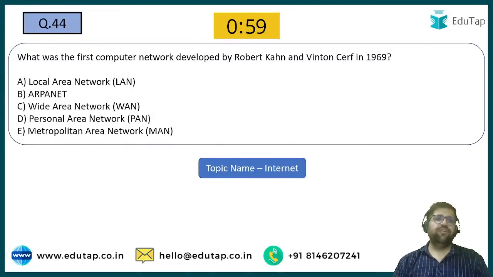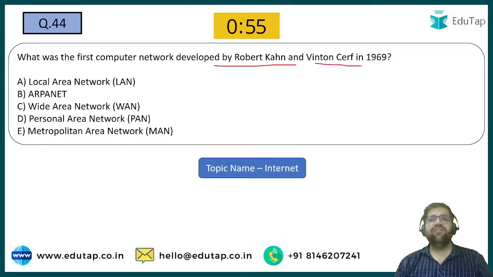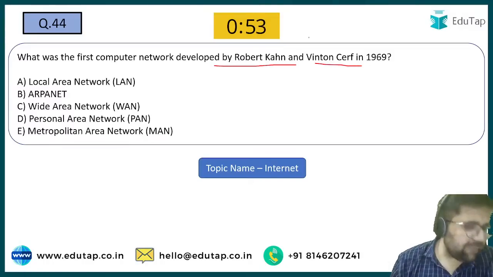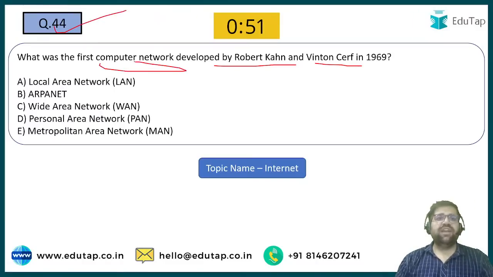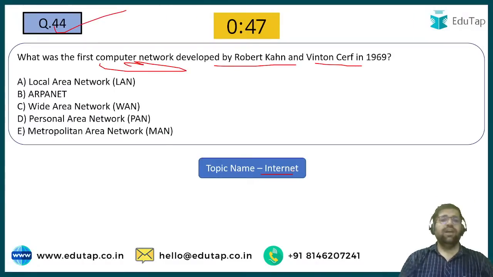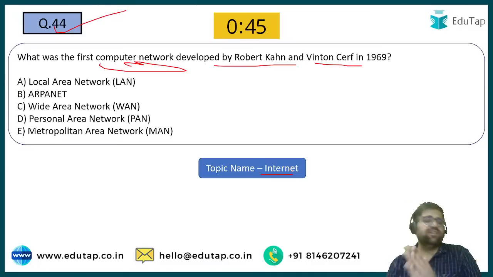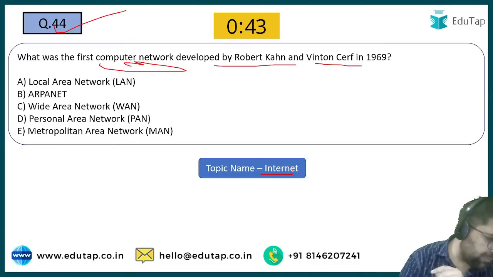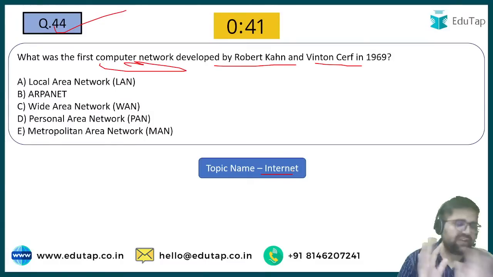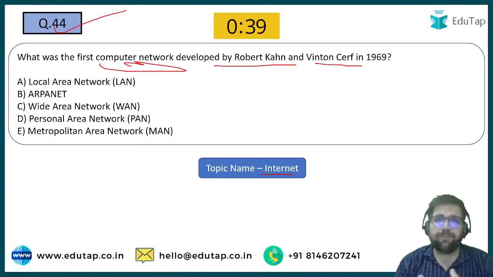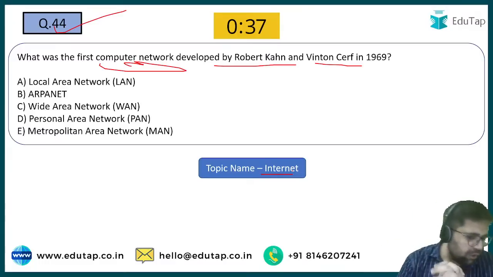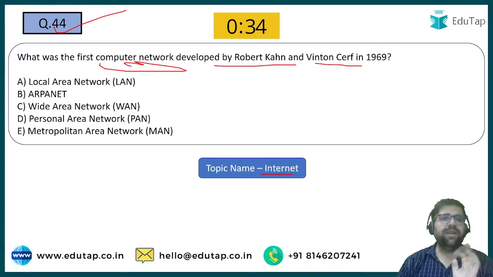Now question number 44. What was the first computer network which was developed by Robert Kahn and Vincent Cerf? First tell me, what was the first computer network? Now we are coming to the field of internet, or you can say network as well. Now there are different things which we have to discuss in network. Okay, yes, domain name system, dots per inch, that we have discussed. CPS we have done, characters per second, okay? So those things we have discussed. I am not repeating it again.